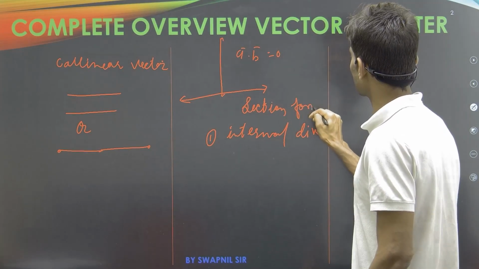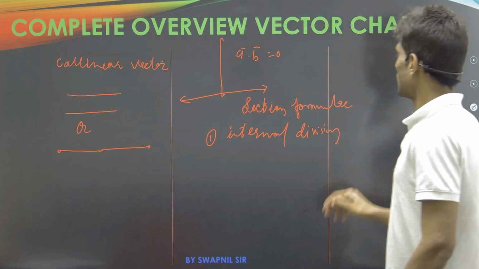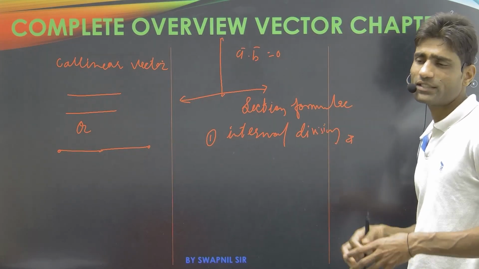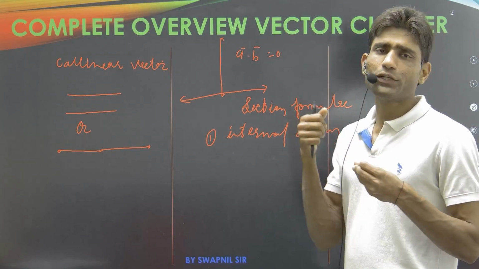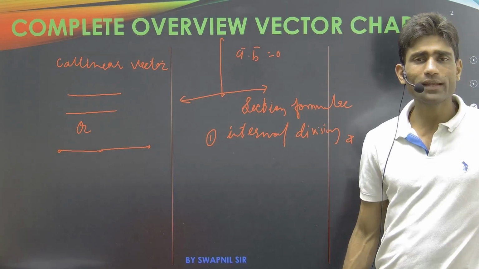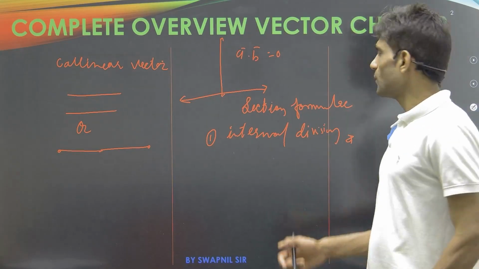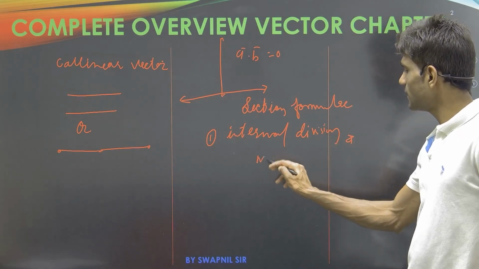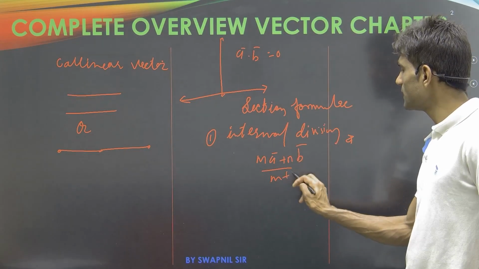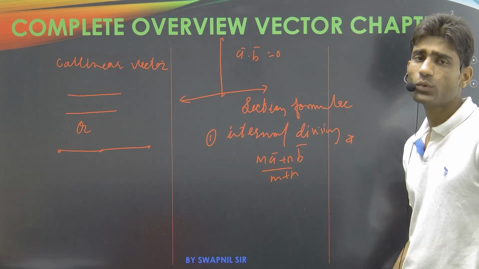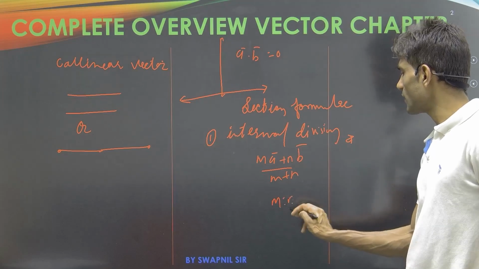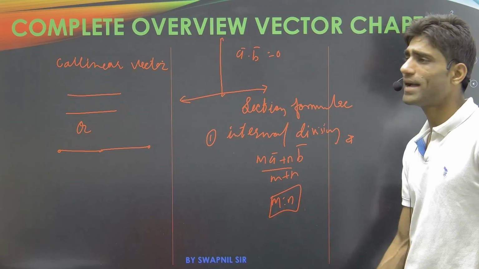Section formula. For internal division, we define the section formula for internal division with respect to a ratio of m to n. Then we apply the section formula for internal division, which is (m a bar plus n times b bar) upon (m plus n), with the division in the ratio m to n.